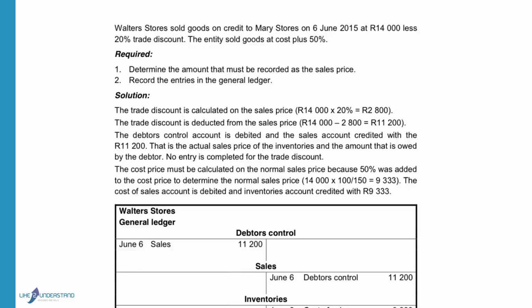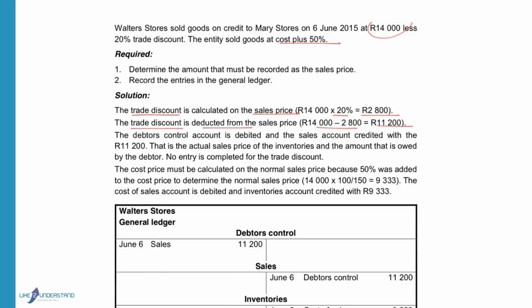The entity sold goods at cost plus 50%. The trade discount is calculated on the sales price. So we will say that the normal sales price is 14,000. We allow 20% trade discount. If we work that out, it's 2,800. Then this trade discount must be deducted from the sales price. So the 14,000 minus the 2,800 will give you 11,200.